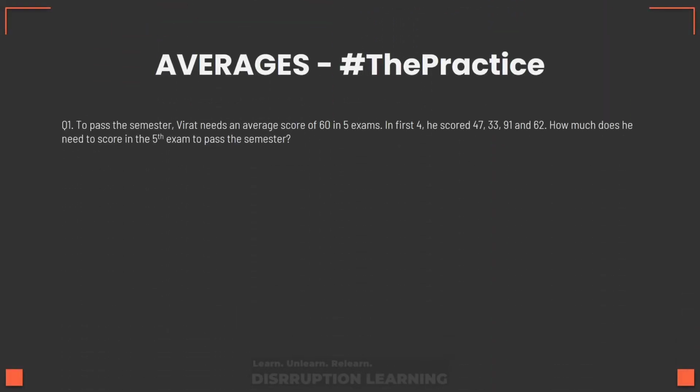Now, here's the first question. It says, to pass the semester, Virat needs an average score of 60 in 5 exams. In the first 4, he has scored 47, 33, 91 and 62. How much does he need to score in the 5th exam to pass the semester? Okay. Now, let's start with the very basic itself.